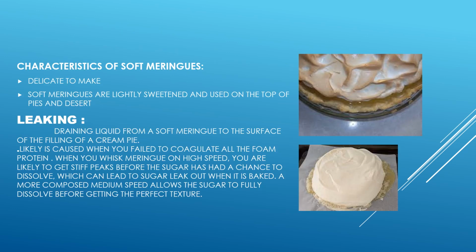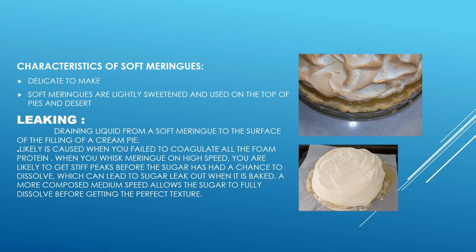Soft meringues are delicate to make because they have a tendency for beading and leaking. Soft meringues are lightly sweetened and used on top of pies and desserts. So, what is leaking? Leaking is the draining of liquid from a soft meringue to the surface of the filling of a cream pie. It is likely caused by failure to coagulate all the proteins in the foam.